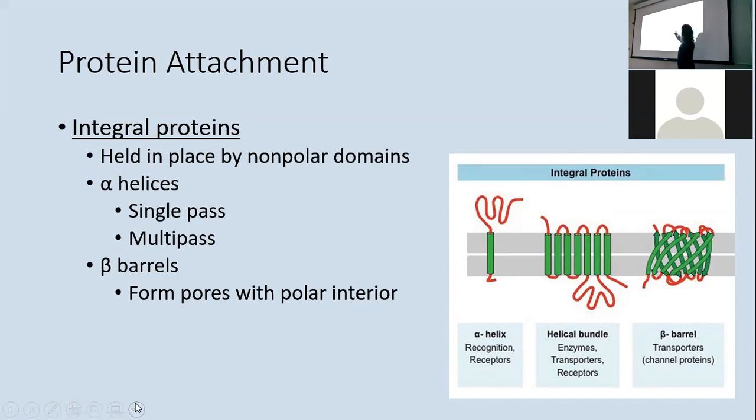With this single pass, you have a single pass and then you have some tag on the outside. These are things like cell recognition or surface receptors, things like that. They're just anchored here with some piece of a protein doing something outside the cell.